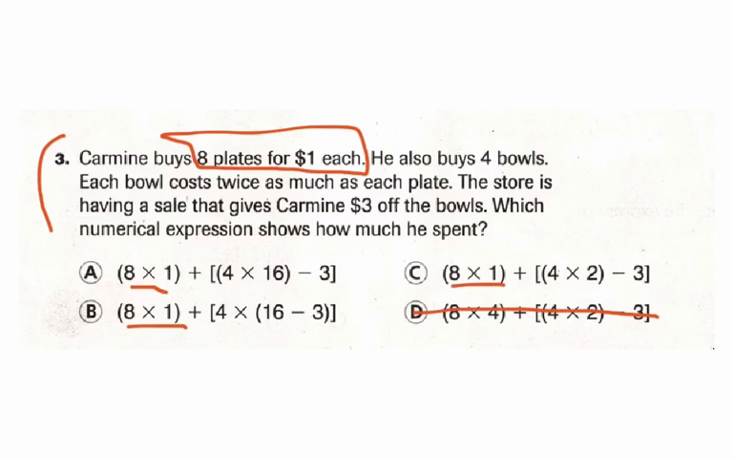He also buys 4 bowls. Each bowl costs twice as much as a plate. So if the plates cost $1, twice as much would be $2. So 4 bowls times $2. I'm not seeing it here, and I'm not seeing it here, and I do see it here. Therefore, the equation expressed in C looks to be the best, but I'll continue.